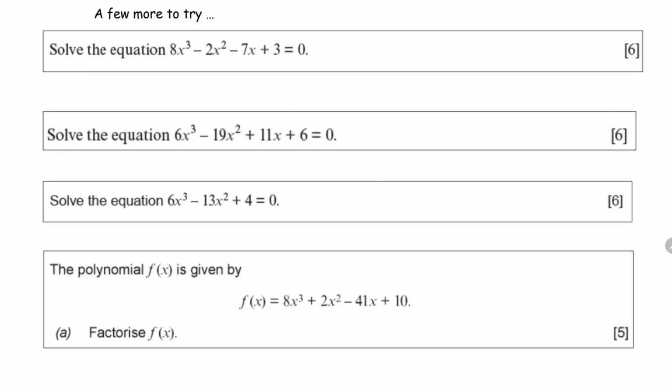Okay, so 4 questions for you to try. Pause the video, give yourself a good 10-15 minutes on each of these, and then you can check the solutions in the next few slides.